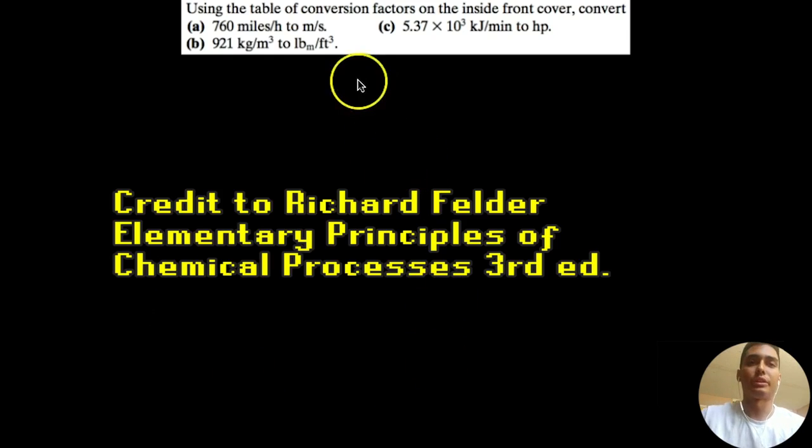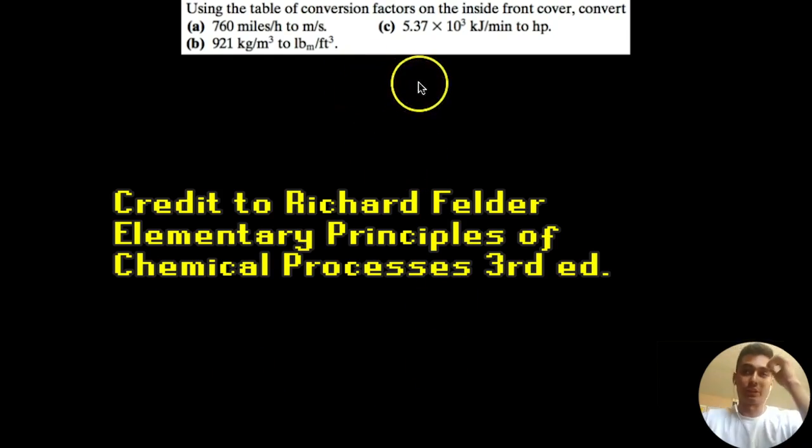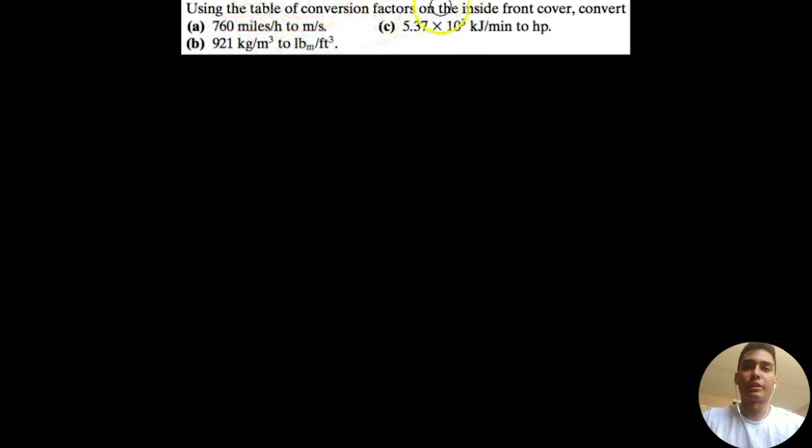So I have this example here from Richard M. Felder, Chemical Process Analysis, 3rd edition. Use the table of conversion factors to convert 760 miles per hour to meters per second.